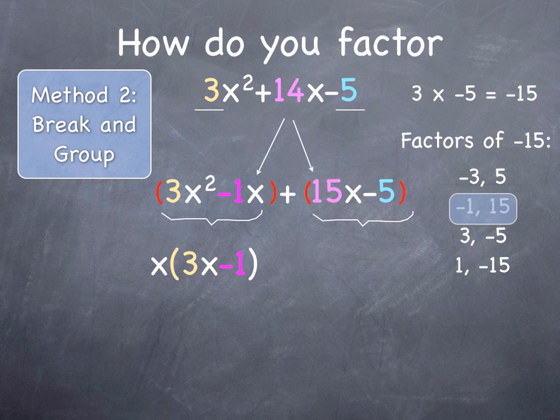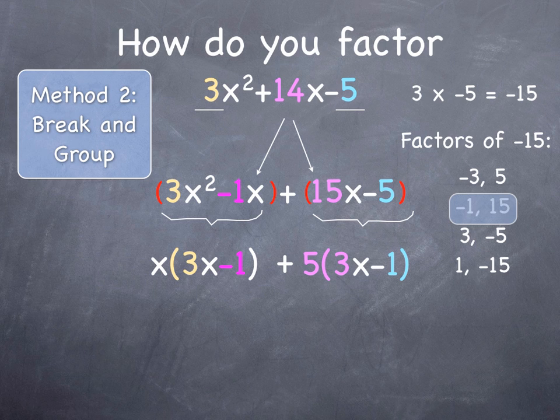Now, I'm going to look at the second group, the 15x minus 5, and I'm going to ask, is there anything I can factor out of both of those terms? Well, it looks like they both have a 5 in them. So I'm going to factor out a 5, and what's left behind inside the parentheses then is the quantity 3x minus 1.